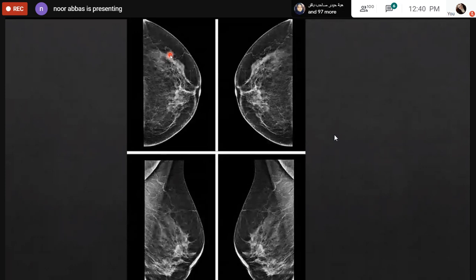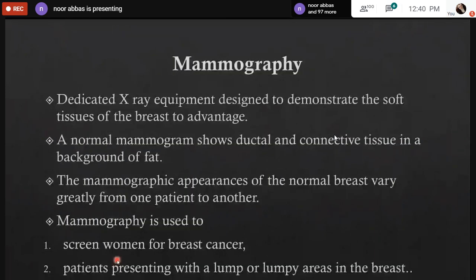It is also used in diagnostic workup. What is diagnostic workup? A patient comes and says, I feel a lump. Screening means a patient comes who has no complaint, just checking whether she has cancer or not, because every woman is at higher risk of cancer with age. That is enough just for screening. But if the woman comes with a palpable breast abnormality, this becomes diagnostic workup.